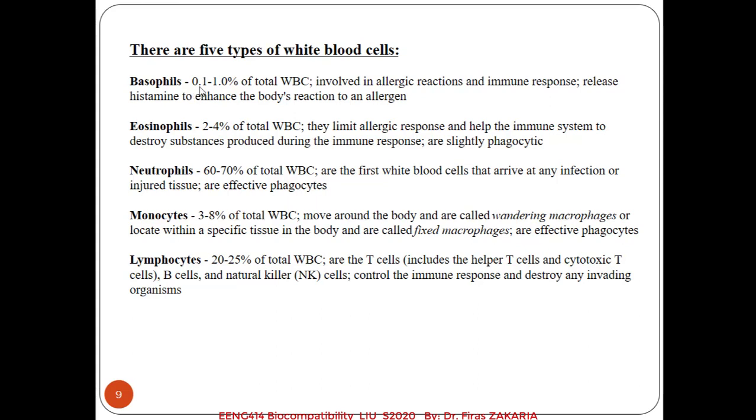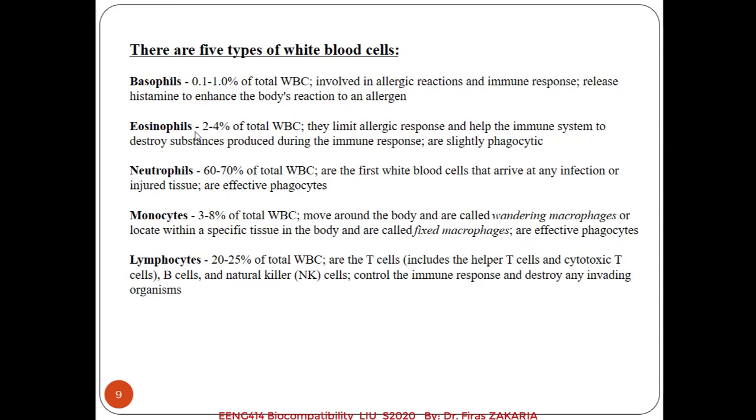Basophils هني account for between 0.1 and 1% of total white blood cells. هني involved in allergic reactions. إذا في allergy, any allergy، هون إذا في allergy صاب الجسم البيزوفيلز بيتدخلوا وبيحاولوا انهم يهاجموا ويعملوا immune response. فإذا they release histamine to enhance the body's reaction to an allergen.